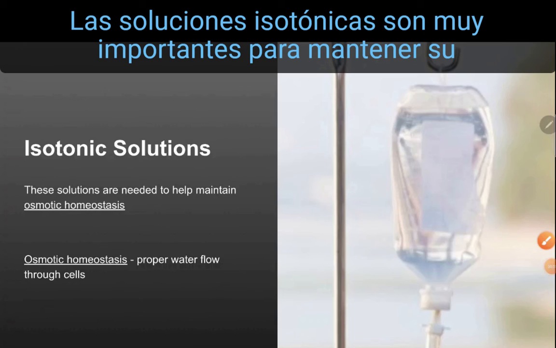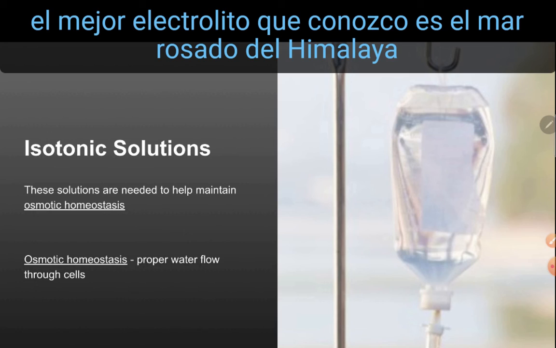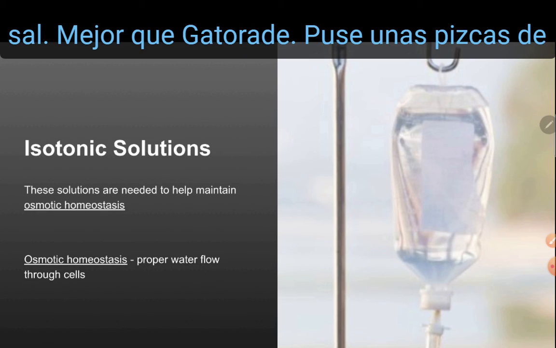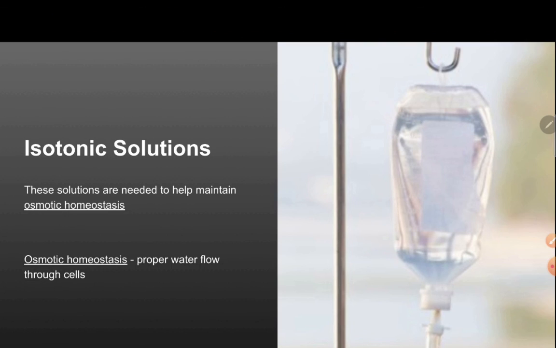Isotonic solutions are very important for maintaining your health. So, for example, if you exercise, you should have electrolytes. The best electrolyte that I know of is pink Himalayan sea salt. Better than Gatorade. I put a few little pinches of that in my water before I swim, as an example.